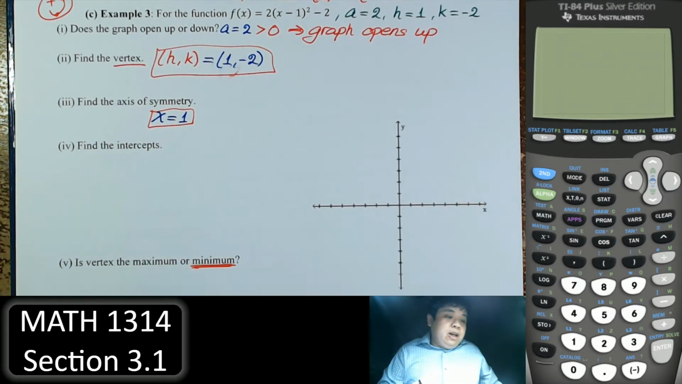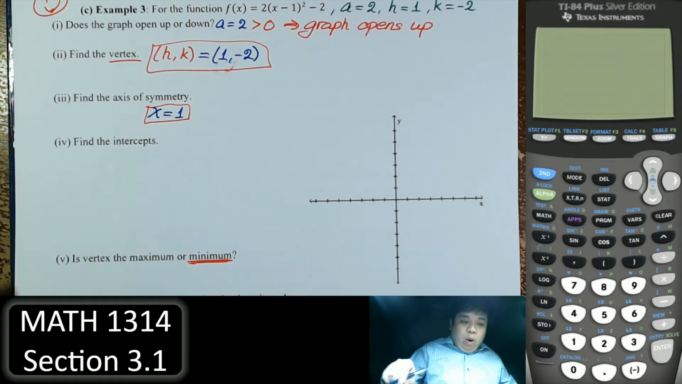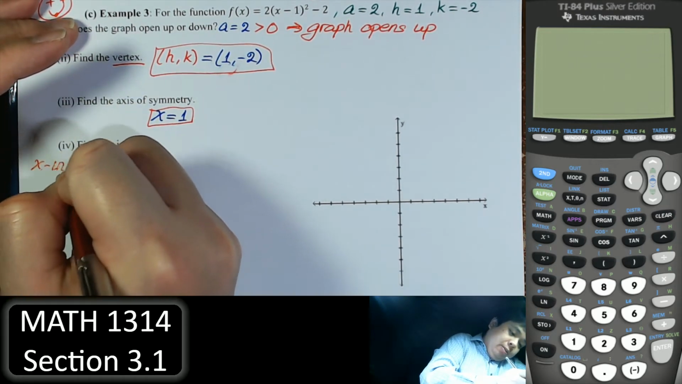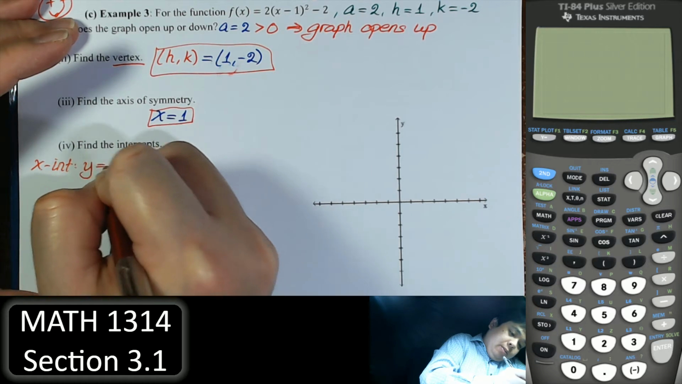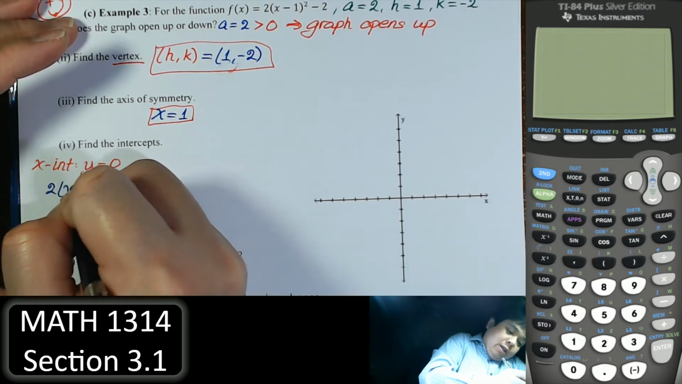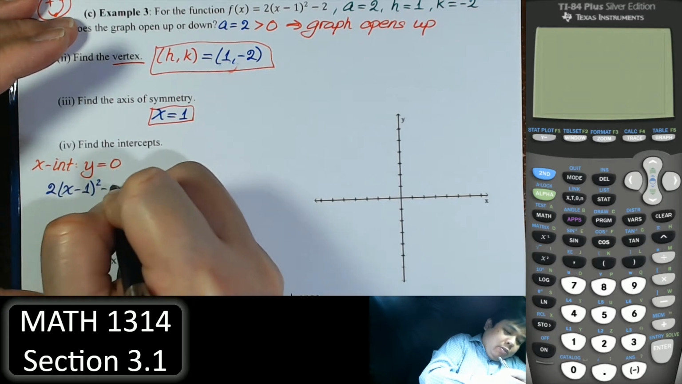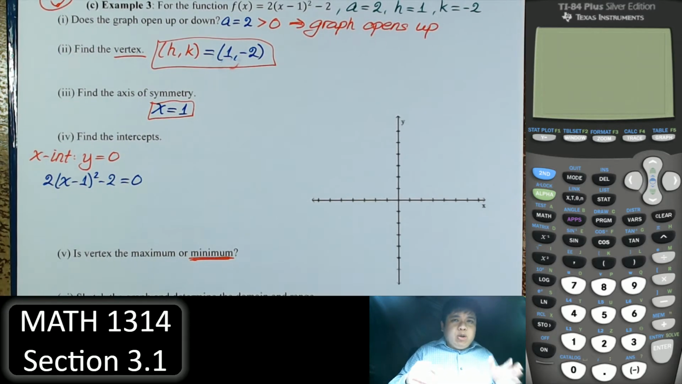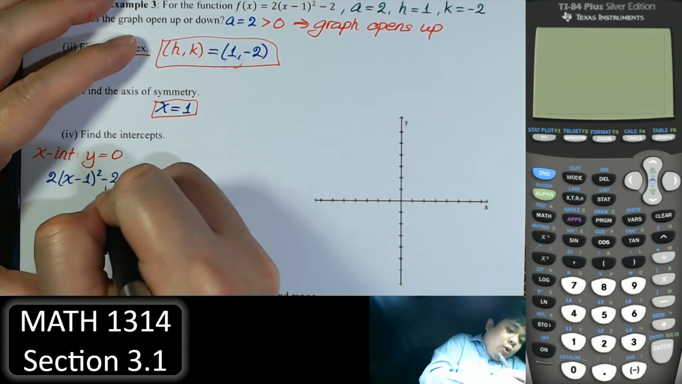X-intercept is where y equals 0, and y-intercept is where x equals 0. So we have 2(x - 1)² - 2 = 0. For this one, of course we can multiply it out and solve it, but I will not do that. It will be more convenient.